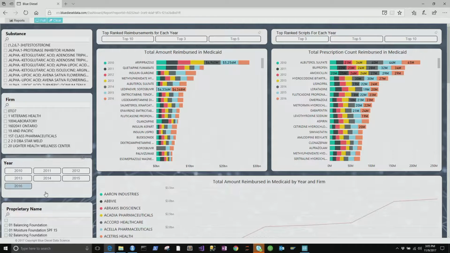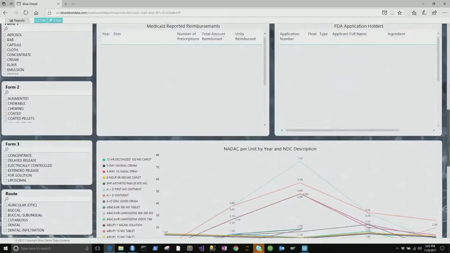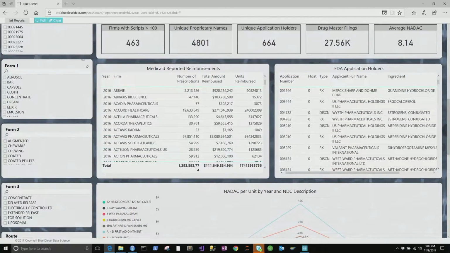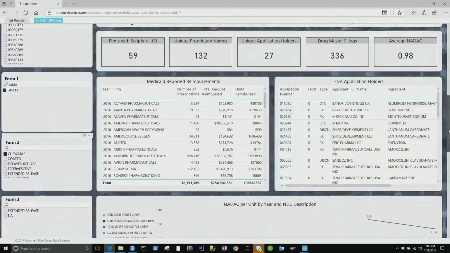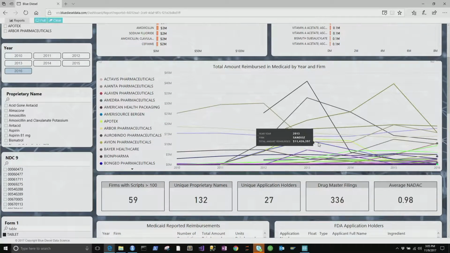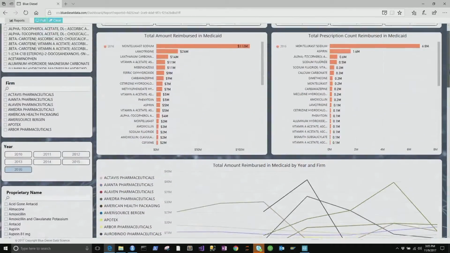So you simply select the year and then go down here and select tablets. And in particular, we wanted chewable. So now you can come up here and you can see quickly a number of metrics about that market.